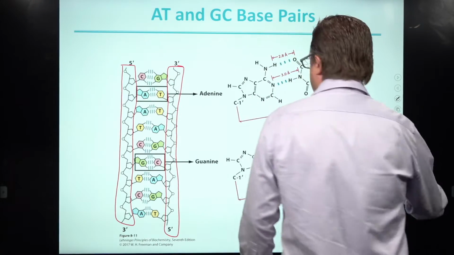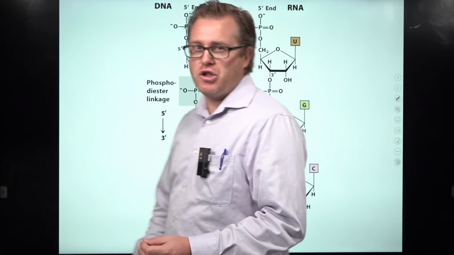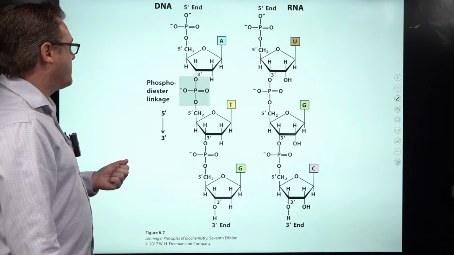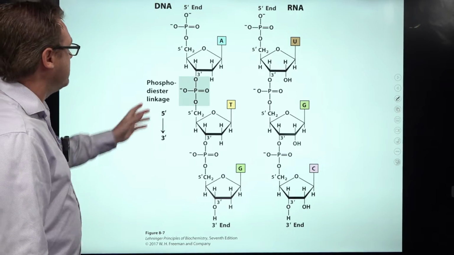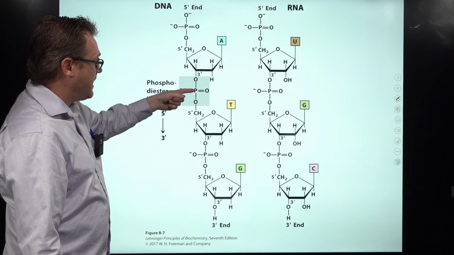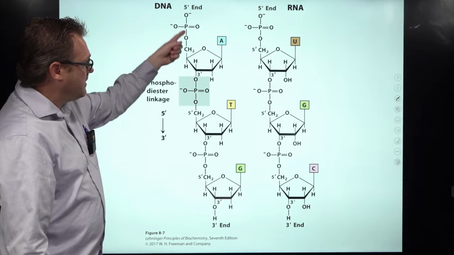So if we come back to this slide right here, now this is a zoomed version. I want you to see what the phospho backbone looks like. This is what it looks like, right? There's all the phosphodiester bonds right there. We have the ribose sugars, okay?